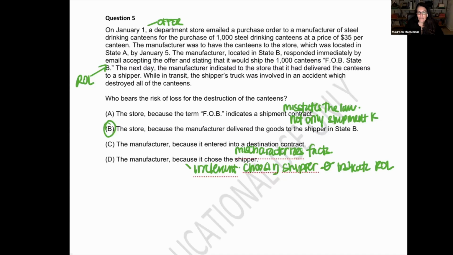This is a shipment contract. It is, but the problem with A, which I think a lot of people, I'm getting some questions in the chat, is that the term FOB does not always indicate a shipment contract. It can also indicate a destination contract. Here it does, but this term doesn't always mean that. This is too broad of a statement because it says because the term, not because the way the contract is written, is a shipment contract. I think this could be more clearly written, but it's there.